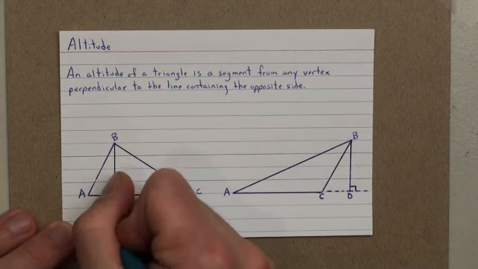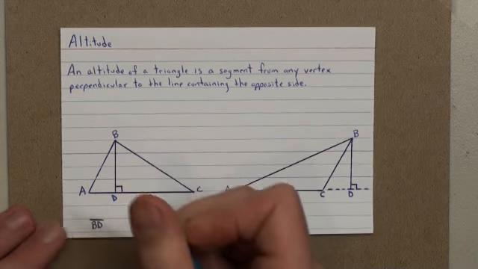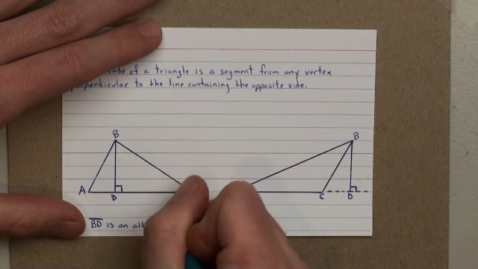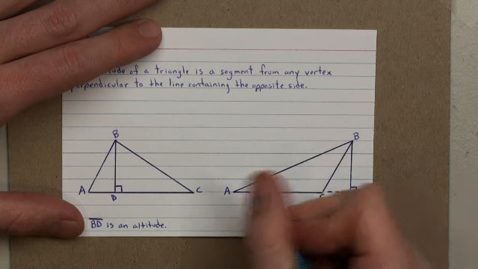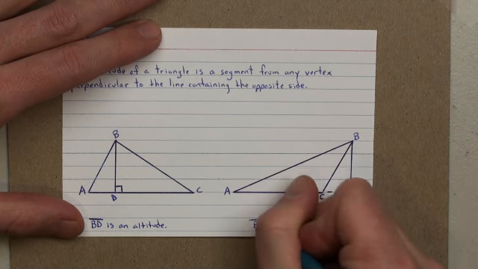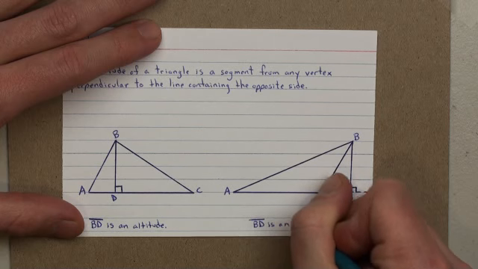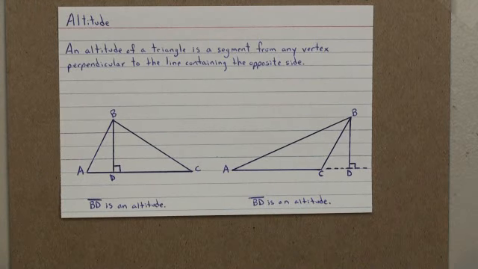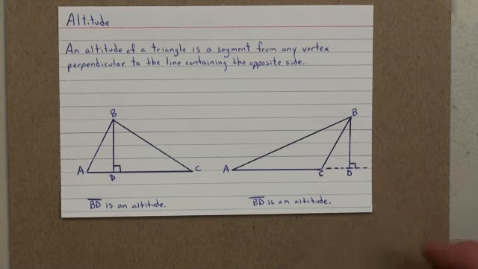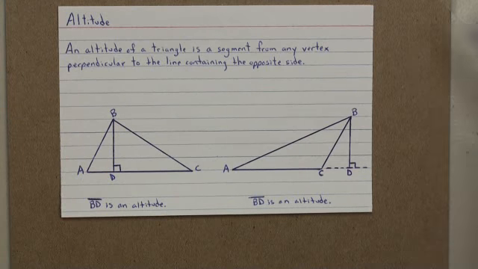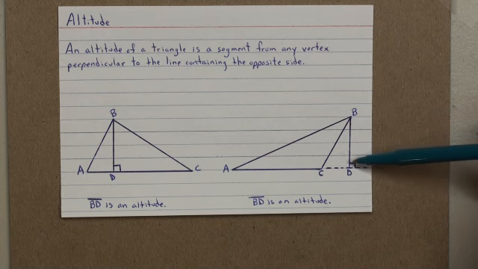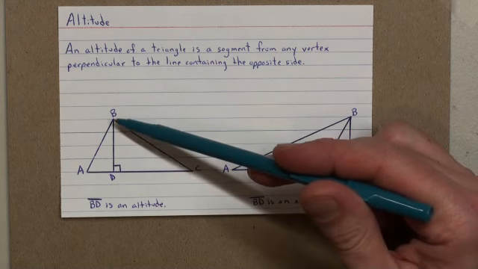So segment BD is an altitude in this triangle, and segment BD is an altitude in that triangle. So sometimes the altitudes are inside the triangle, but sometimes they're outside the triangle. Okay? But anyway, you could just imagine being at the vertex and dropping a weight straight down. Alright? The altitude always goes straight down, as if you were dropping a weight. Okay? It always goes from the vertex straight down.